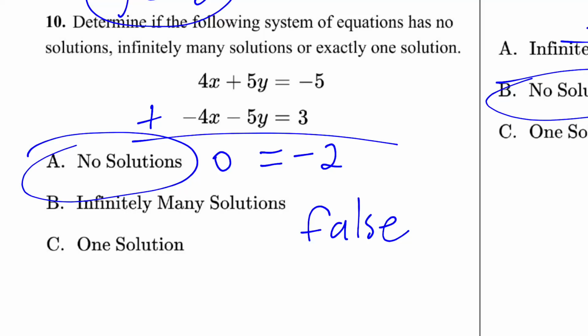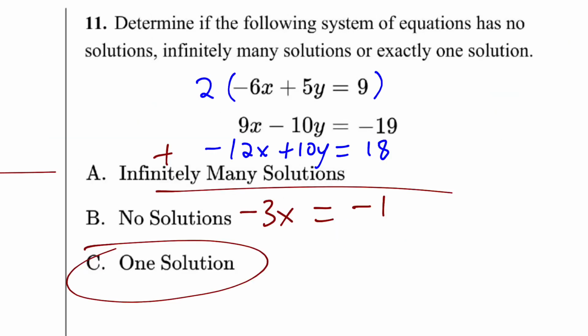For a number of solution problems, I'm going to start by using elimination. This is already set up. I'm going to add. On the left, both of these cancel out, so I can just put a 0. And on the right, -5 plus 3 is -2. Is 0 equal to -2? No, that's false, so I pick no solutions.